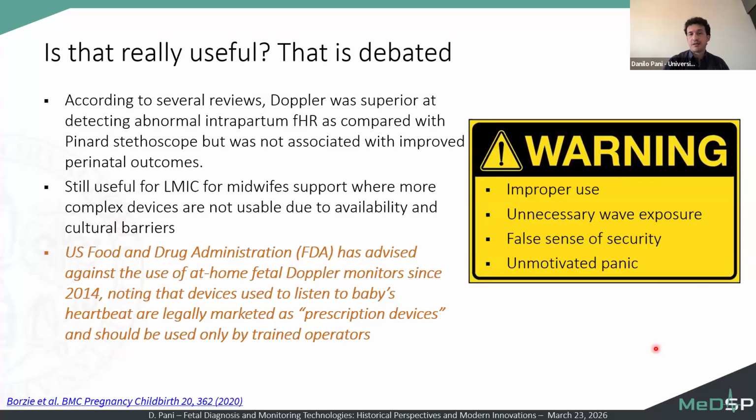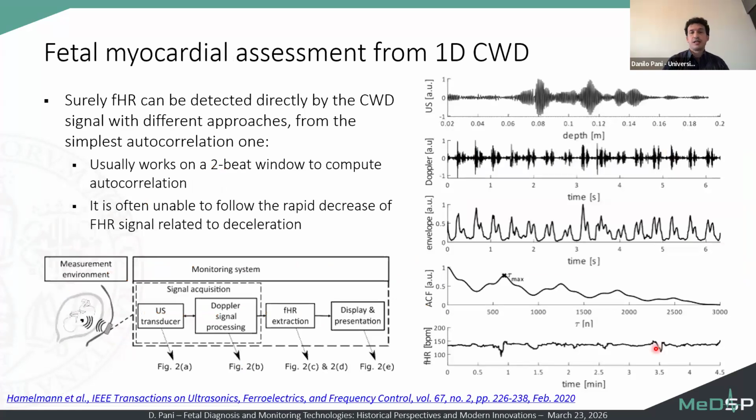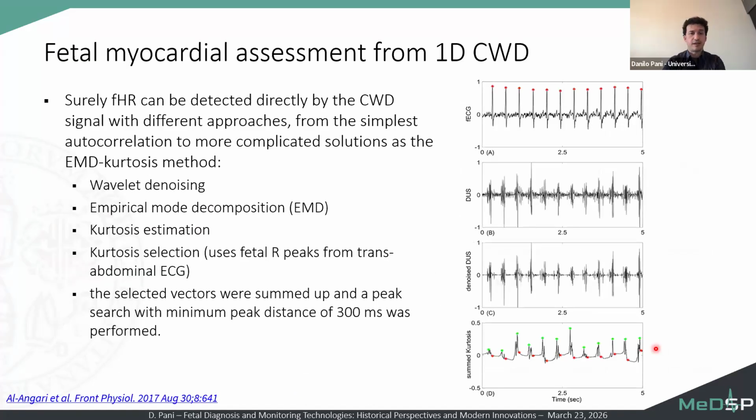And it can create either a false sense of security or an unmotivated panic in untrained personnel. So it must be carefully used. Typically, the signal is analyzed in terms of autocorrelation function by using a window enclosing two beats. And so this limits the adoption of this technology to detect rapid decreases or increases of the fetal heart rate and to study heart rate variability in a very precise way, even though it is in any case also used for that reason, and other more sophisticated methods have appeared during the years.